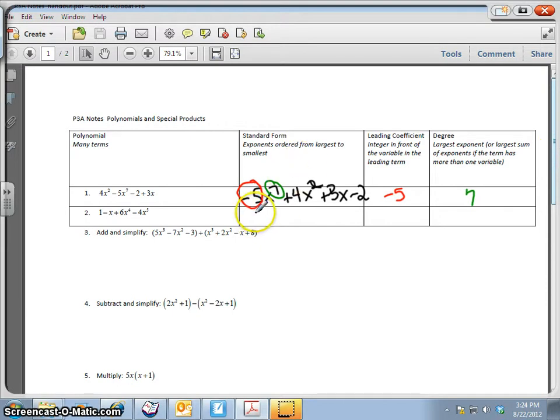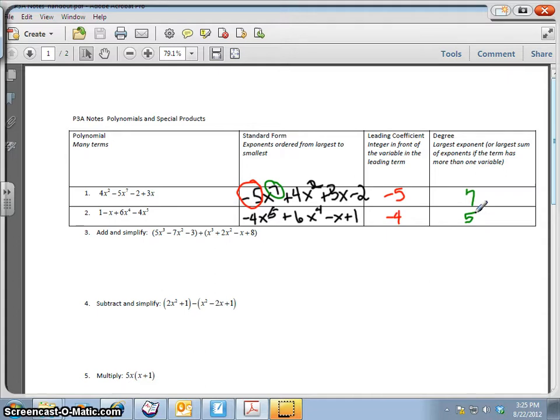Number 2, the leading term will be negative 4x to the 5th because it has the largest exponent. Sorry, that's a 5. And then plus 6x to the 4th, minus x plus 1. This time the leading coefficient is negative 4 and the degree is 5.